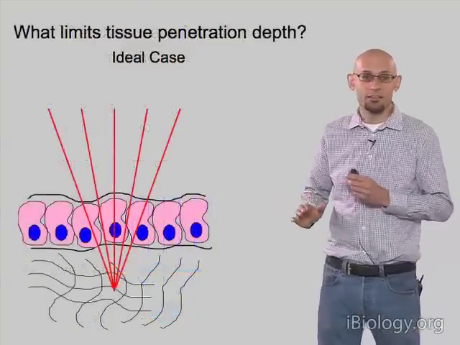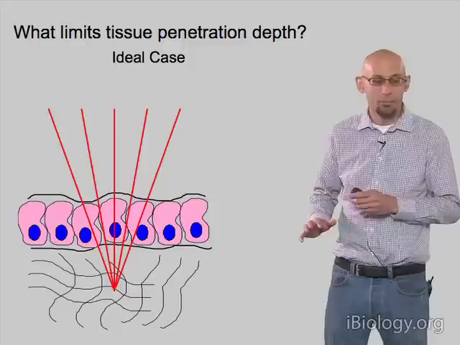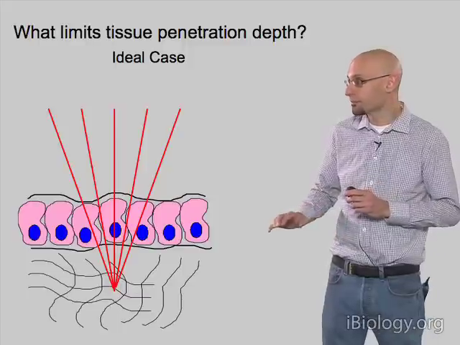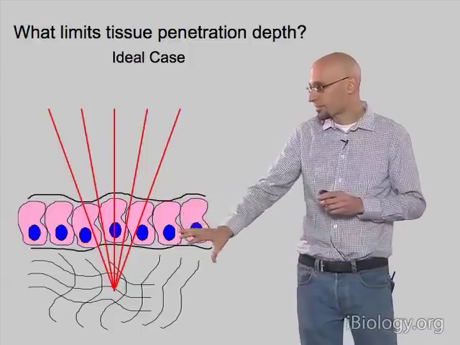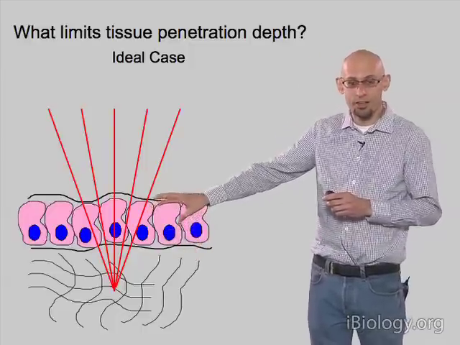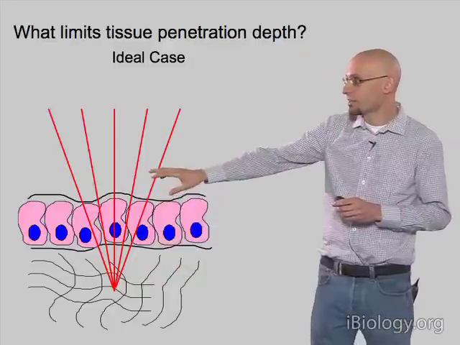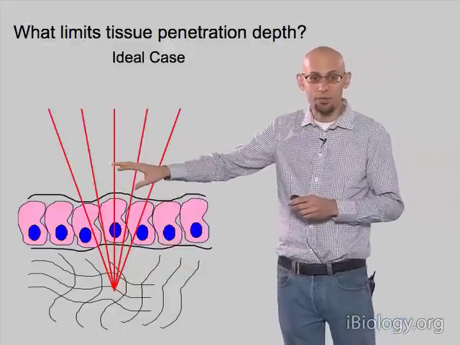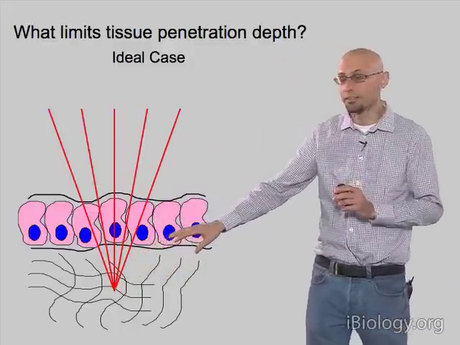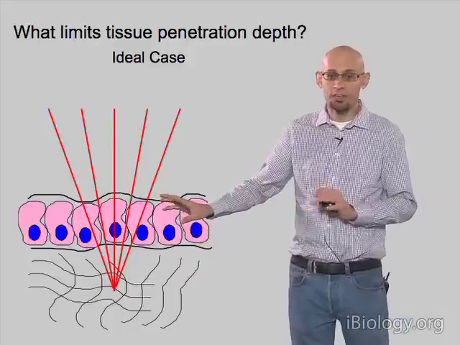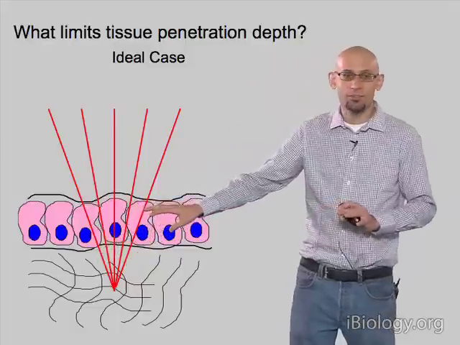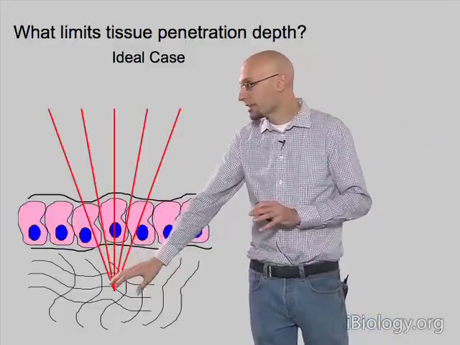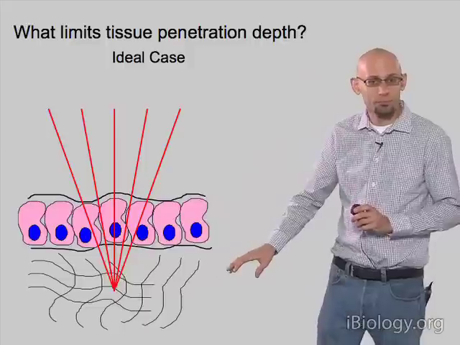So what limits that tissue penetration depth? There are two issues here. Let's first think about the ideal case. I've just drawn schematically here a tissue. Here's some cells, some deeper tissue, and then these red lines here are meant to represent the light being focused into this tissue to excite our fluorescence. And so if everything is perfect, this is what you'd get. You'd have your light coming in uniformly, it's not disturbed by the tissue, and it reaches a focus inside the tissue wherever we want to image.